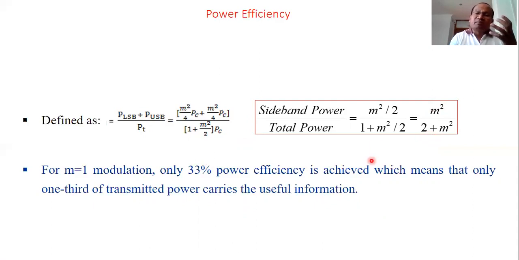So 33% power efficiency means only 1/3 of transmitted power is there in the sideband. And what do we know about sideband? Sideband carries your message, and wherever message is there, that is sidebands. How much of the total power is utilized by the sideband? 33%. And therefore it says that only 1/3 of transmitted power carries the useful information, carries the actual message.